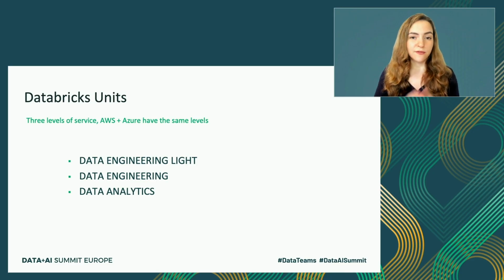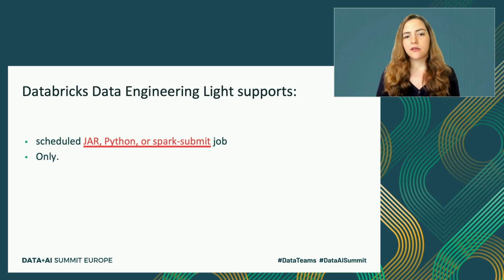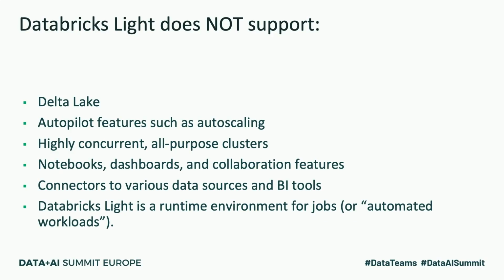You saw them right there in the table. You saw that they provide different features on different levels, but now it's time to understand what they actually give us. So we have the data engineering light, the data engineering, and then the data analytics part. The data engineering light gives me open source Apache Spark out of the box. So what I'm getting are the scheduled jars, Python, and Spark submit jobs, and this is basically the only thing that I'm getting. What Databricks Light does not support: it does not support a data lake out of the box. It does not support autopilot features like autoscaling.